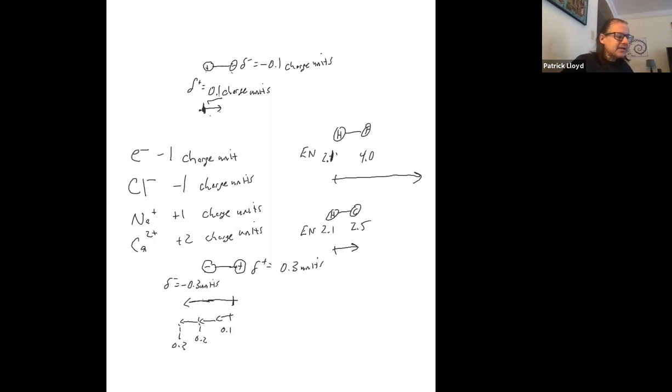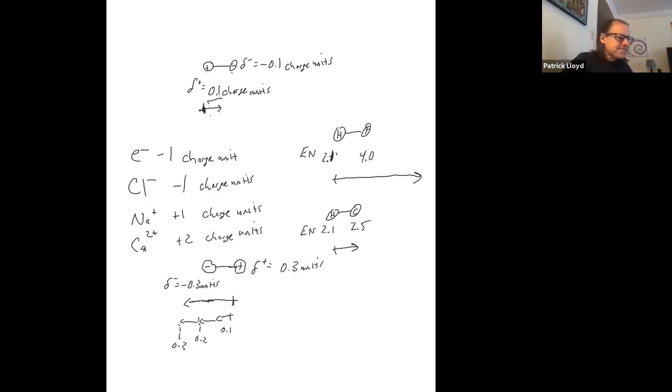And again, the head of the arrow should be pointing in the same direction as the more electronegative atom. So the head of the arrow is negative, the tail of the arrow is positive. It wouldn't have to be that way necessarily. We could do the reverse of that, but that's just what we've decided to do.